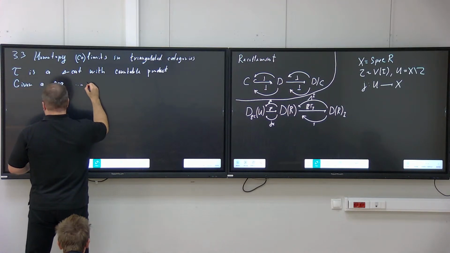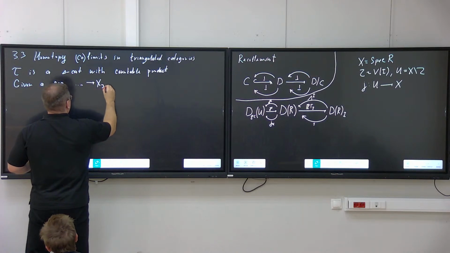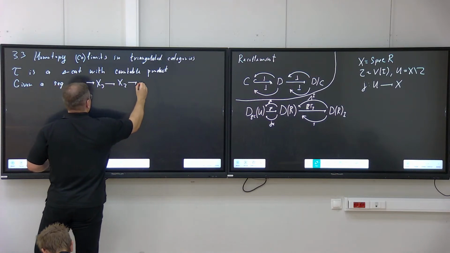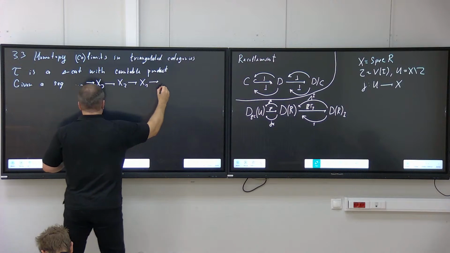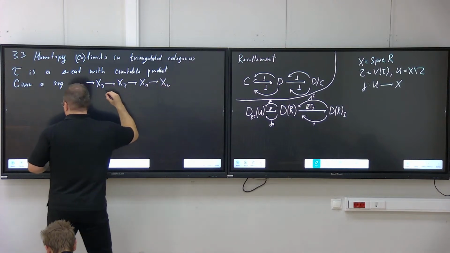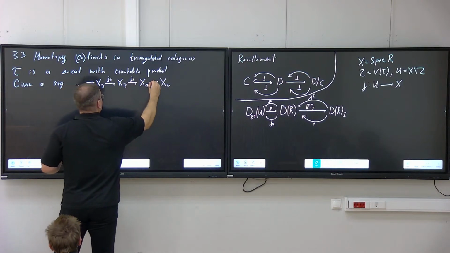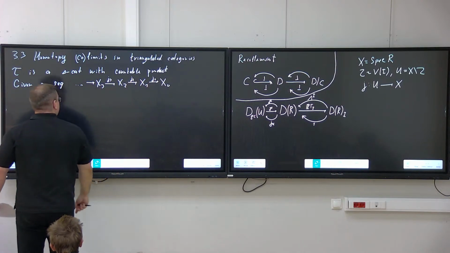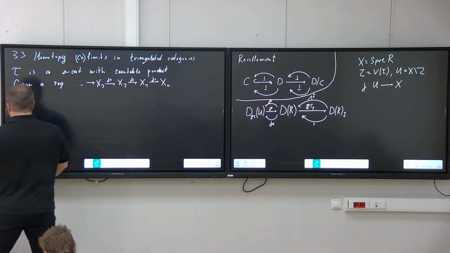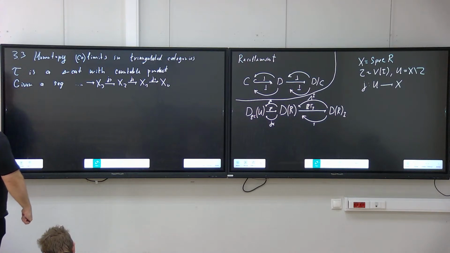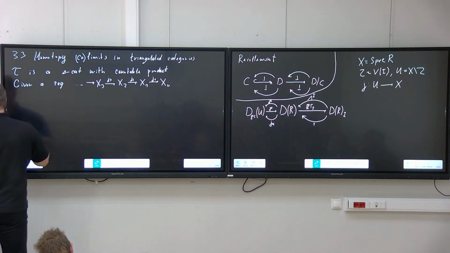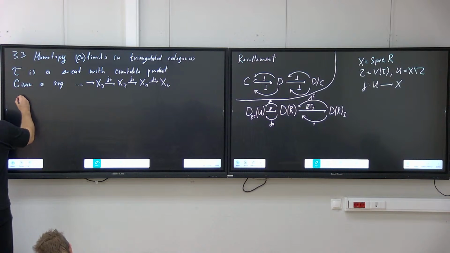So we have x3 mapped to x2, x2 maps to x1, and this is mapped to x0. So there are maps which I'm going to call J3, J2, J1. So this is just the simplest possible diagram for the inverse limit. So then I can define the map mu.